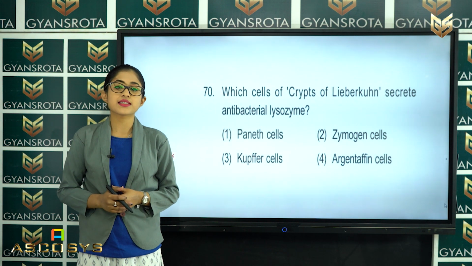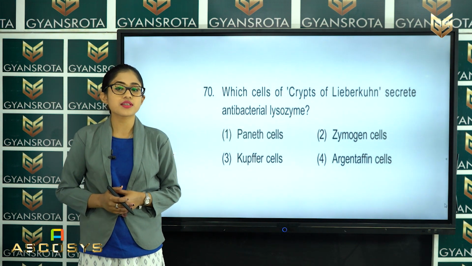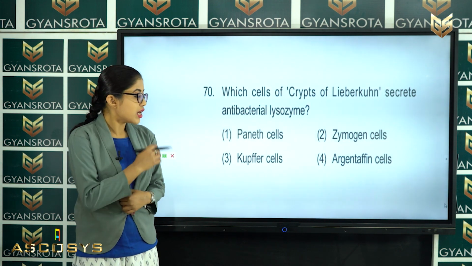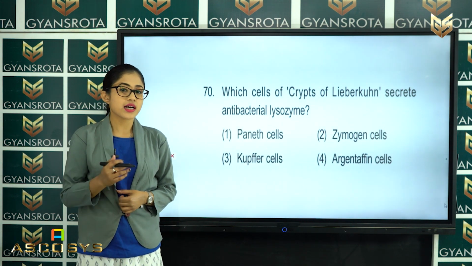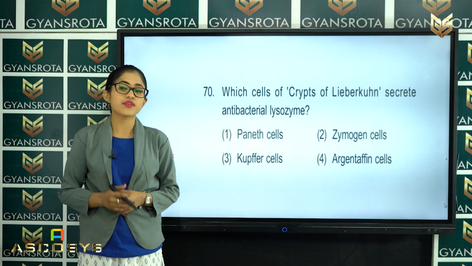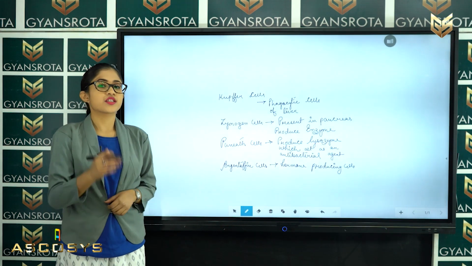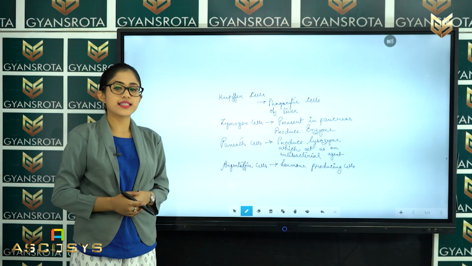So, we have discussed the crypts of Lieberkühn in the chapters of digestion and absorption, and you have to know the function of all these cells. Kupffer cells, what does it do? It helps in the phagocytic cells of the liver. So, you can make a note of these cells. So, these are the functions of all these cells.